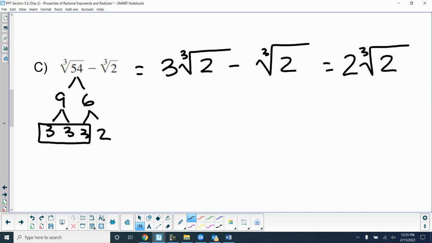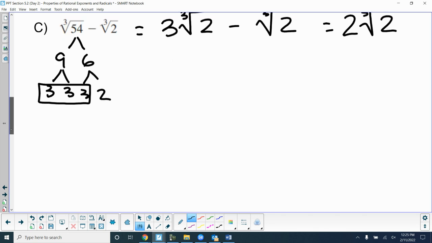Jared? So if they weren't the same root, would we treat it like x squared minus x? We couldn't do it if they weren't the same root. They have to both be the same index. Okay, so they both have to be cube roots or square roots or fourth roots or fifth roots, in order to do what we're doing. Okay? Anything else, question-wise? Are these making sense? Yeah.